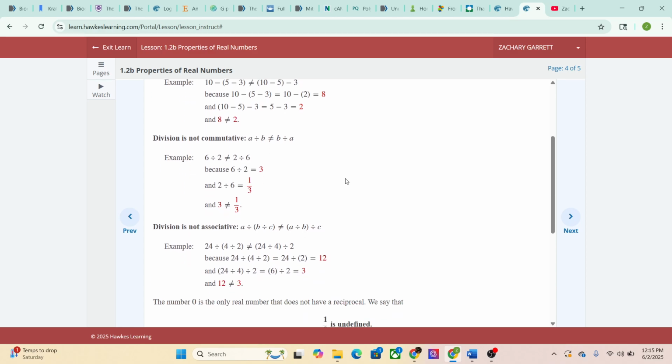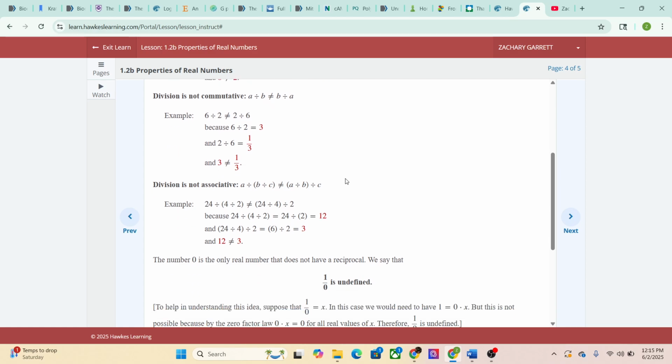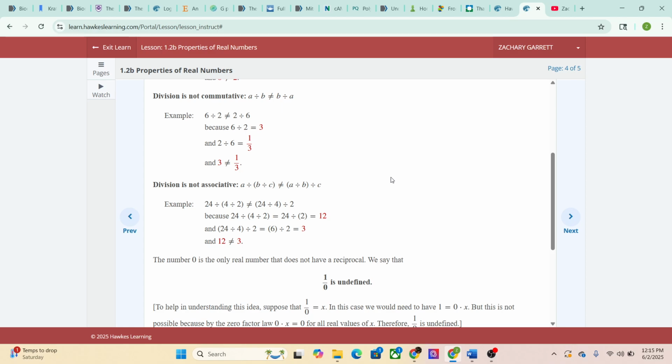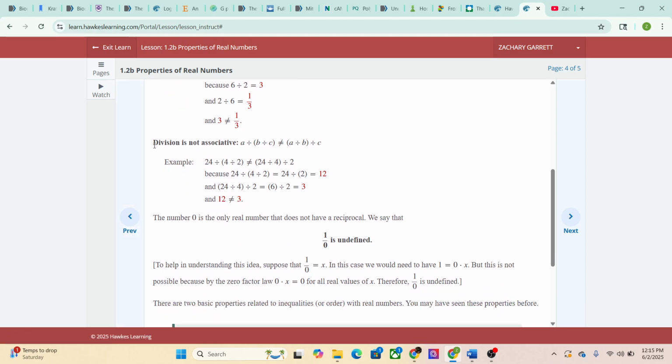Division is not commutative, so a divided by b is not equal to b divided by a. Again, you can pause here if you'd like to review these examples.